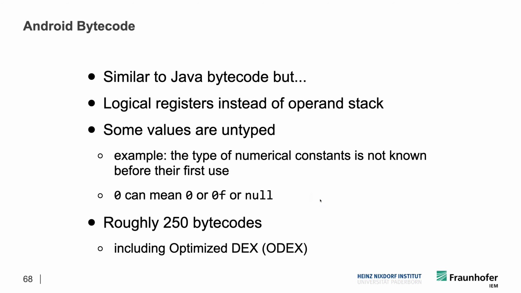Yeah, that also makes for complications in the analysis. Then also you have many Android bytecodes, so it's even more than in Java, roughly 250 of them. Which also makes the problem of analyzing Android bytecode directly even harder as well.